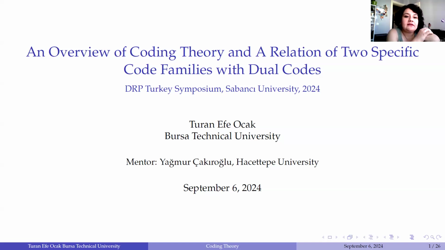Today, my mentee Turan Ocak from Bursa Technical University will talk about coding theory. He wants to give an overview of coding theory, and he will tell us the relation of two specific code families: the binary Reed-Muller codes, and the Hamming codes with dual codes. So now, Turan, you can start.